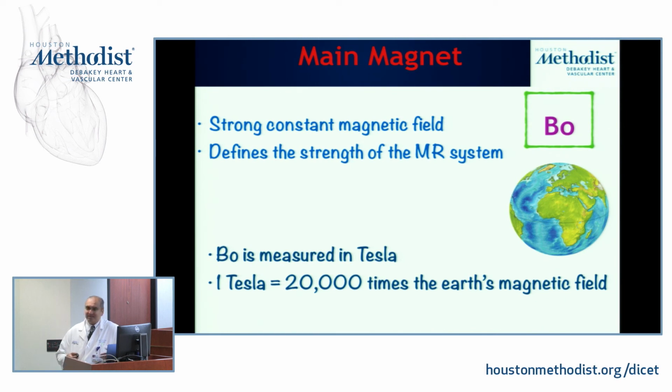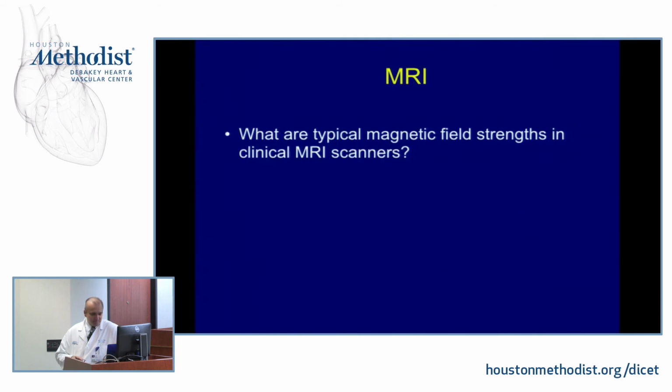So what exactly is a Tesla? It's not the car that we're talking about. It's the strength of a magnetic field. And 1 Tesla is equivalent to about 20,000 times the Earth's magnetic field. Now, we all know that the Earth has a magnetic field, right? And so 1 Tesla is about 20,000 times that.